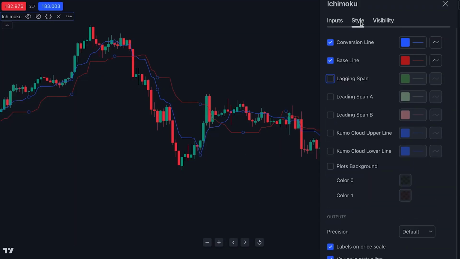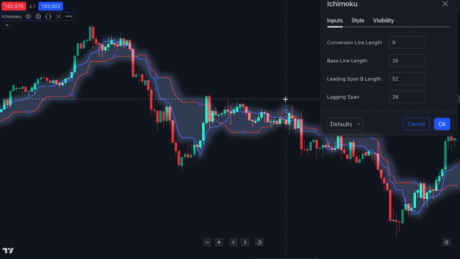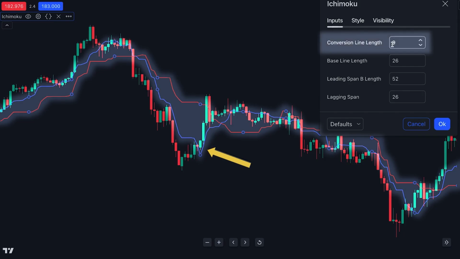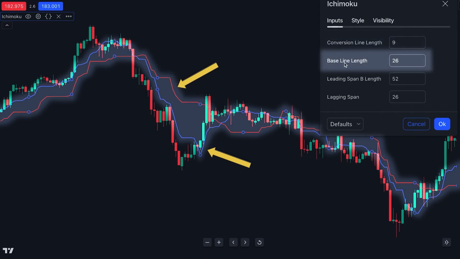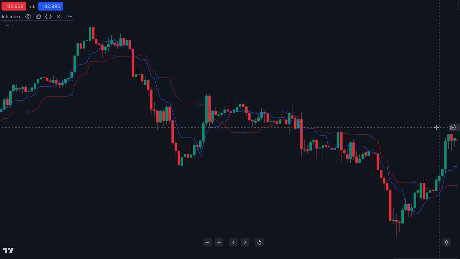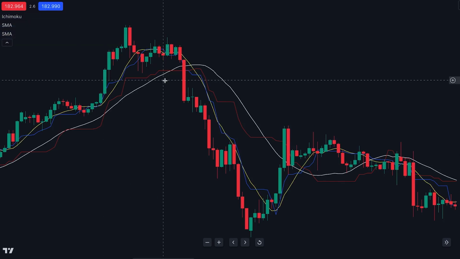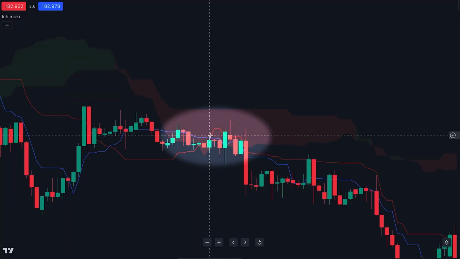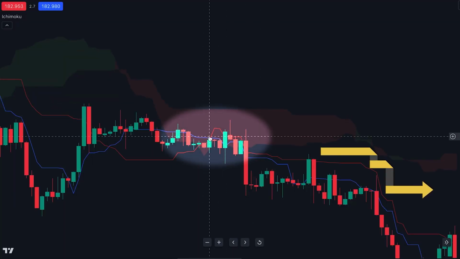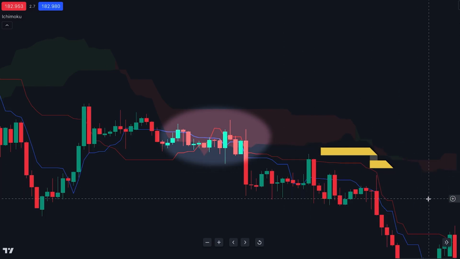Next, the blue and red lines under the cloud are for determining trend. You can think of them as moving averages. The blue line, called the conversion line, is a 9-period, and the red line, called the baseline, is a 26-period. These lines are calculated slightly different, so if you were to add regular moving averages to the chart with the same periods, you will notice they are slightly offset. When these lines cross in alignment with the cloud, this is typically a signal to buy or sell.